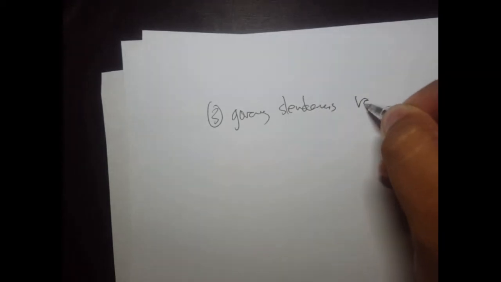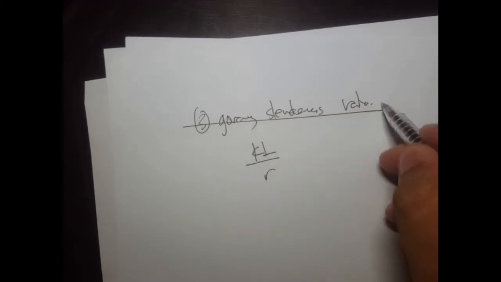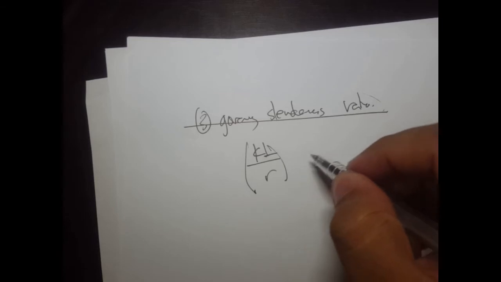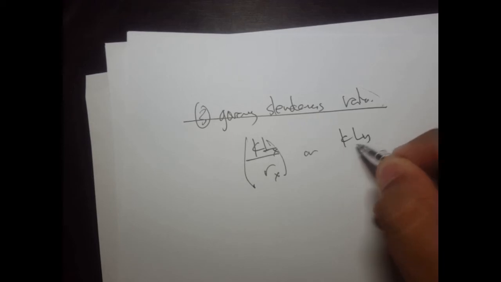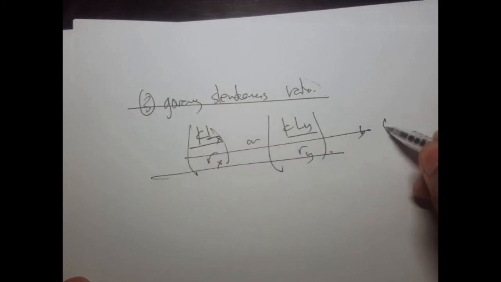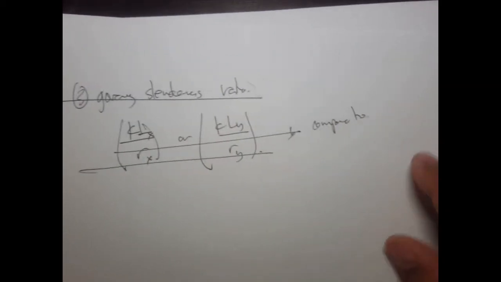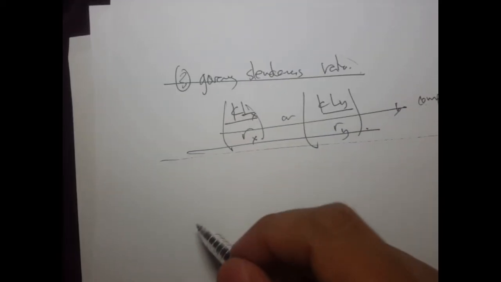The next step now is to determine the governing slenderness ratio. The slenderness ratio is KL over r, and we have to check if the KL is along the x or along the y. So which one governs? Once you have this, you have to compare it to the limiting value of 4.71 square root of E over Fy.